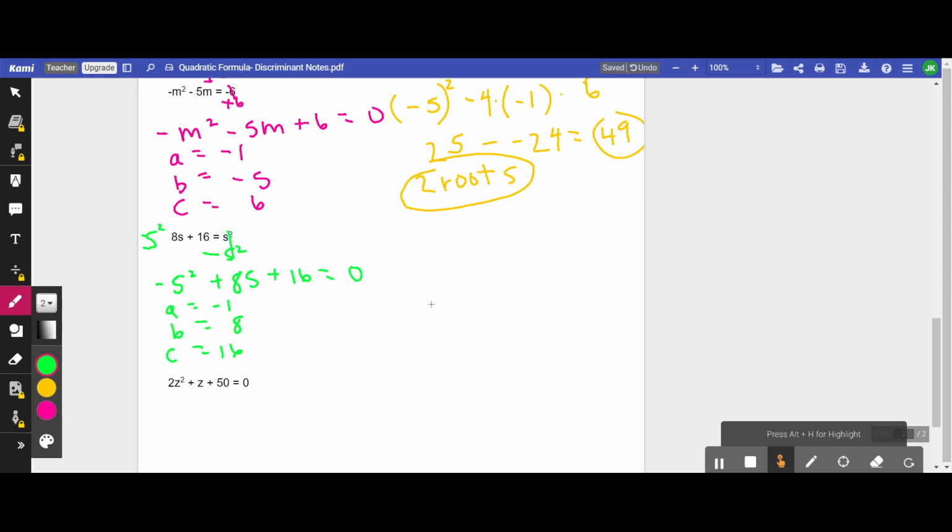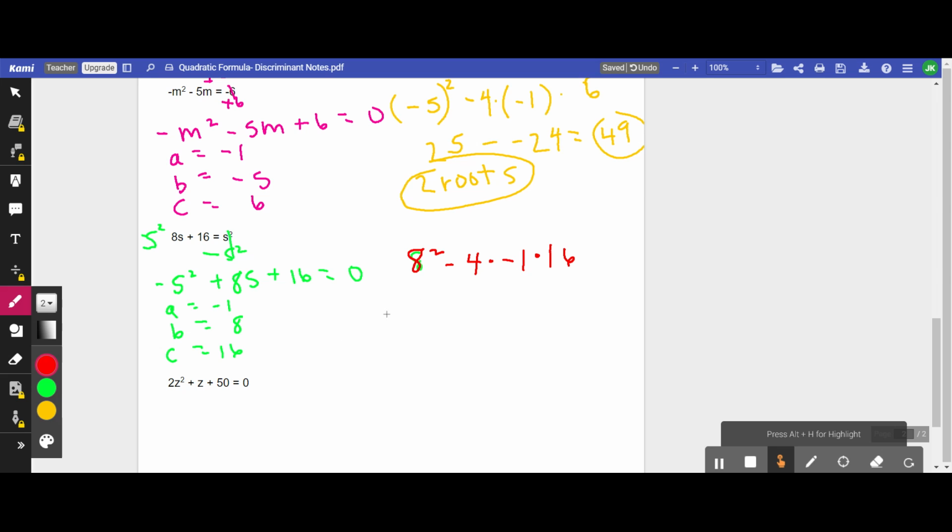And then you can sub them in. So it's b squared minus 4ac. Your b here is 8. Okay, so b squared, so 8 squared, minus 4 times your a times the c. Your a is negative 1. And then your c is 16.